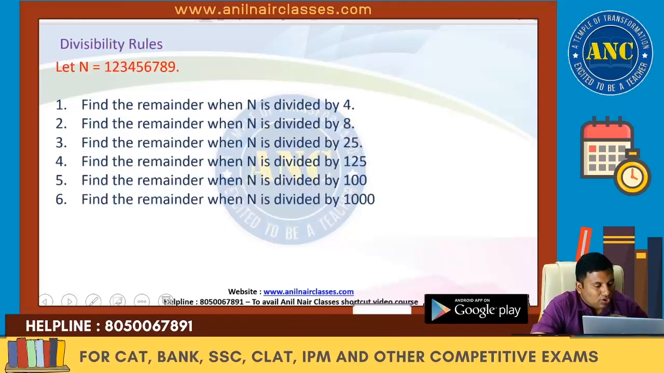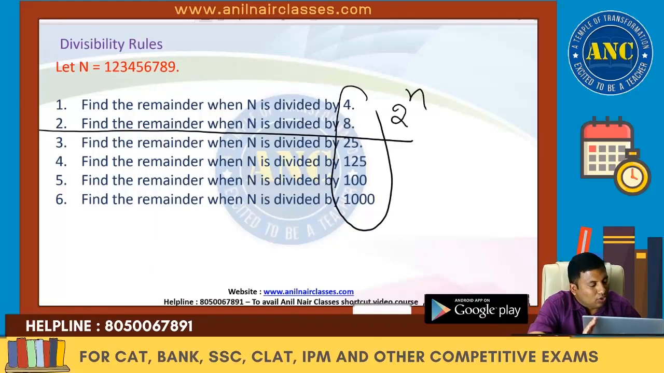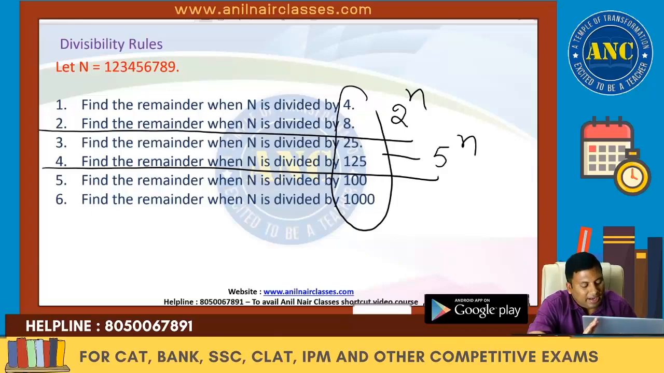Next question, see here. Now we did only the preliminary concepts, that is 2, 5 and 10. What happens if it is beyond 2? In this slide, I will be discussing the divisibility rule for 4, 8, 25, 125, 100 and 1000. The first two are for the powers of 2. Next two are for the powers of 5. Next two are for the powers of 10. I hope it is clear.